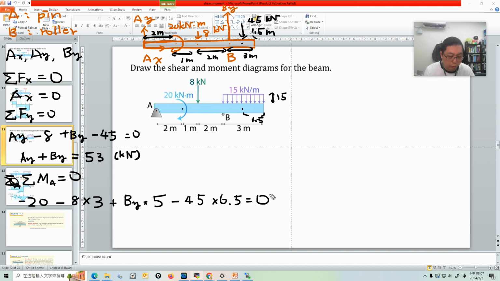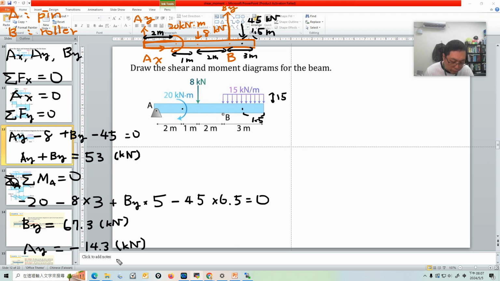Okay, let's see. Do I have the right equation? Let me check my notes. Yeah, it's correct. Then use this equation, you will see you can solve for By directly. So By is equal to 67.3 kilonewton. And you have By, and then you can get Ay, and Ay becomes negative 40.3 kilonewton.